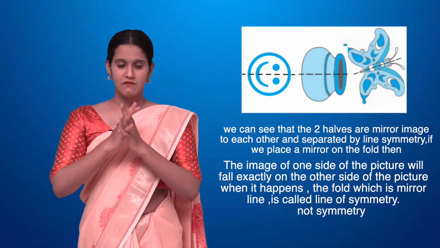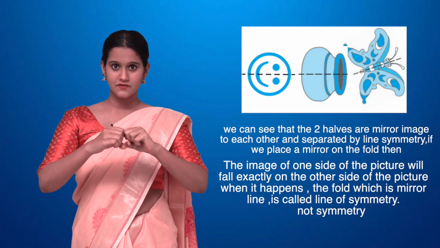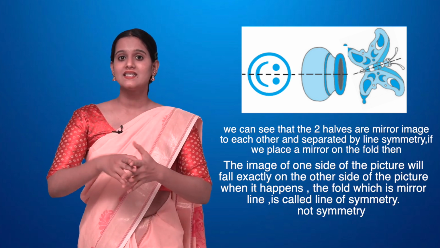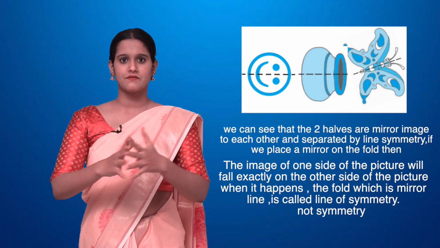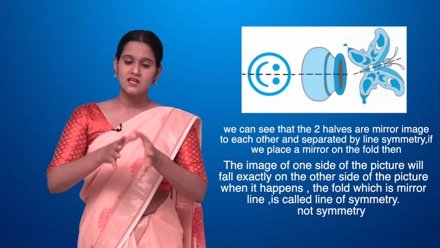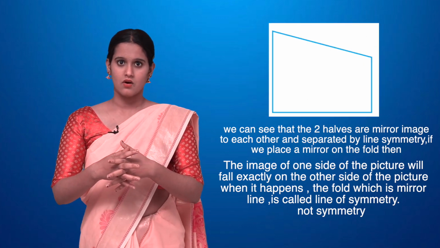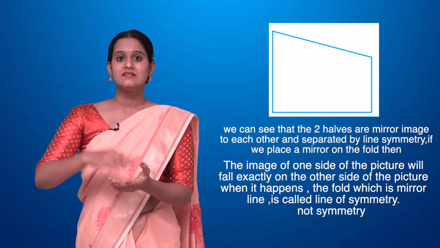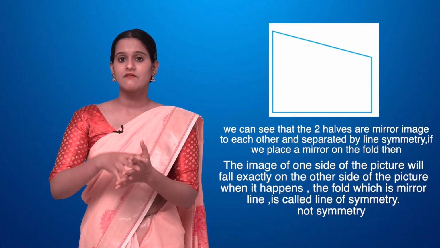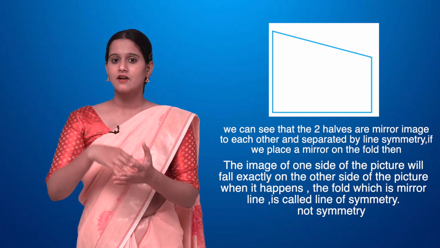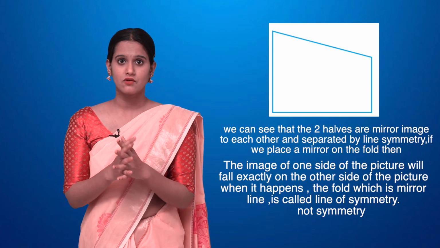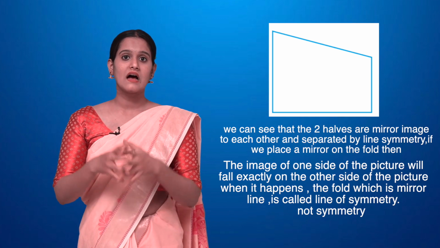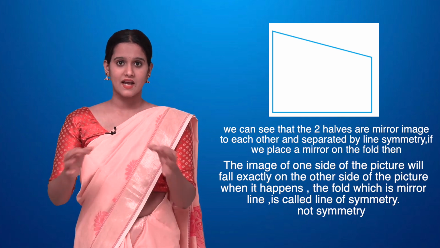Which means when I fold these two halves and place a mirror between them, I can see the other half in the mirror, the exact same figure, as well, when it is folded. So that is nothing but a mirror image. The image on one side of the picture will fall exactly on the other side of the mirror when folded. This mirror line is called a line of symmetry.